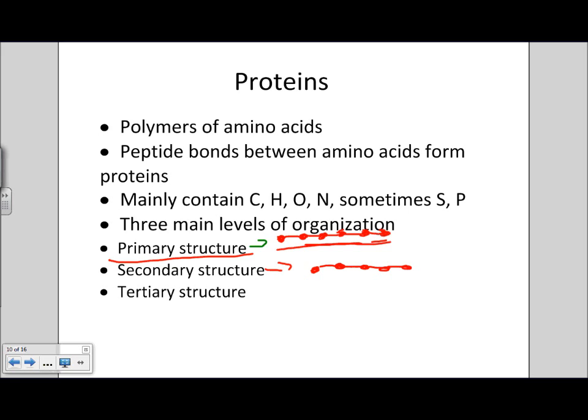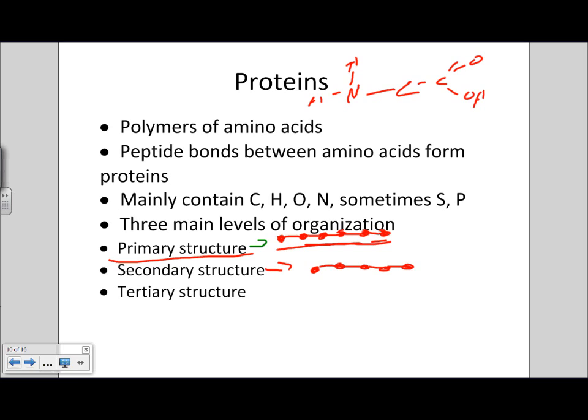Now, remember previously I drew you an image of what an amino acid looks like. And then you've got this. What, I screwed that up, sorry. Let me try that again. Let's try and do this in a hurry. There we go, that looks better.